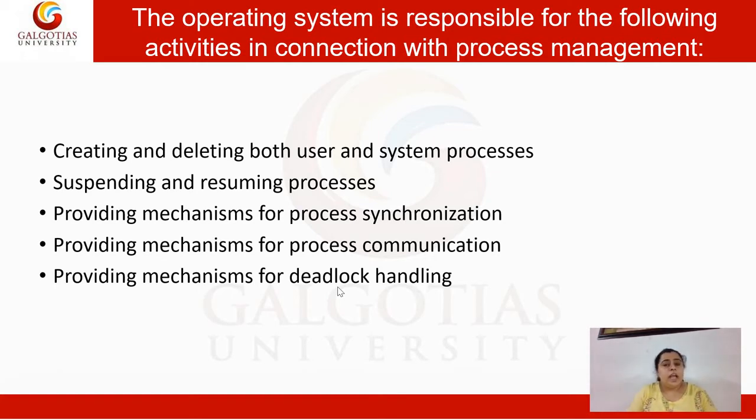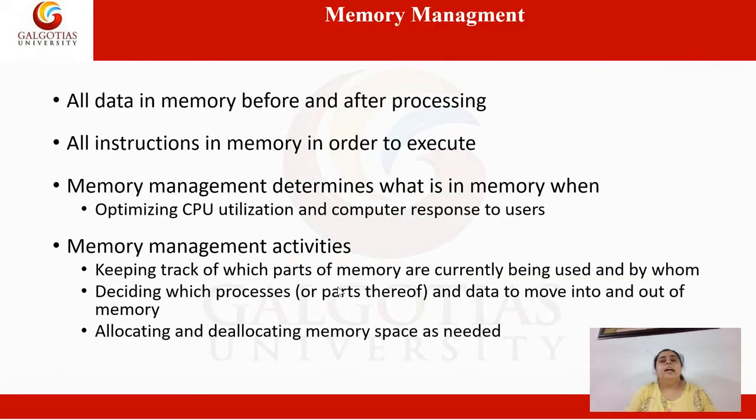Now, what do you mean by deadlock handling over here? Deadlock handling means, for example, if two processes are fighting for the same resource, then only the one that is allowed to access the resource must complete its work in a finite time and must not go into a continuous loop. If it goes into a continuous loop, it becomes a deadlock. This is what deadlock handling is. So these are the different activities that we have for process management.